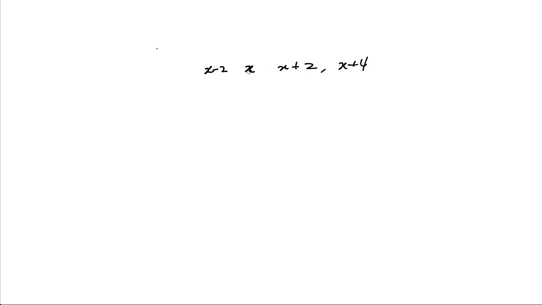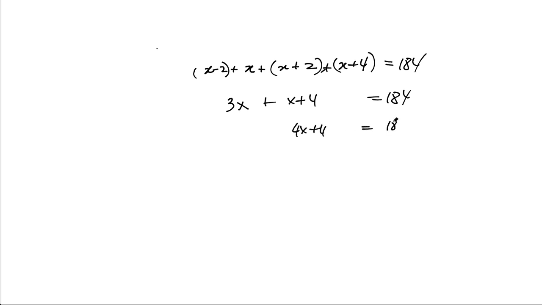So if you were to add these up, it's 184. Now I pick this because the minus 2 and 2 will cancel out to give you just 3x here, plus another x plus 4. So you get 4x plus 4, 184. It's just a little simpler if you set it up this way rather than x plus 2, x plus 4, and x plus 6.